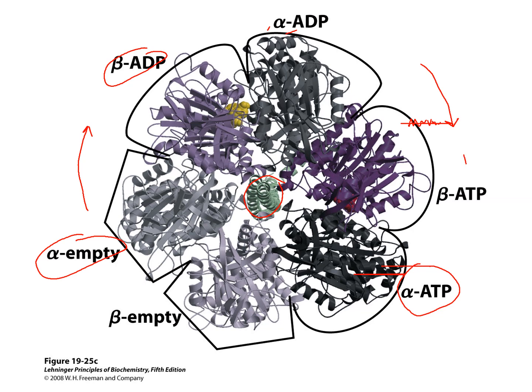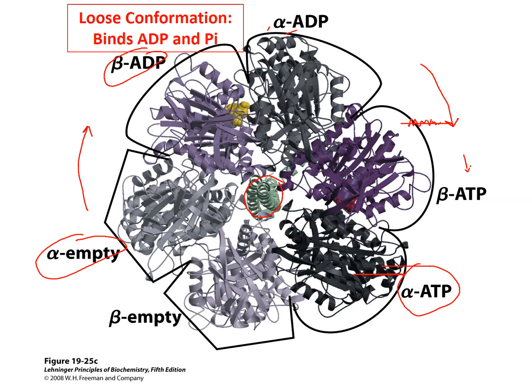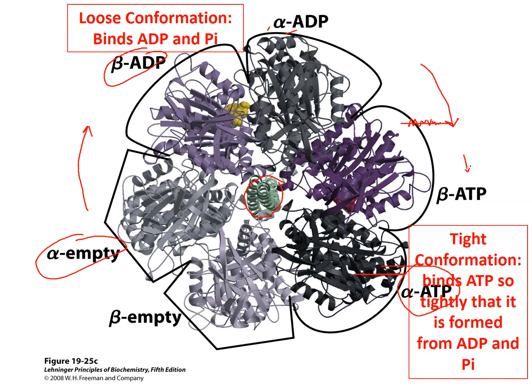As it continues to turn, the conformation changes, and we go from empty to ADP to ATP. So the loose conformation binds ADP and the inorganic phosphate. The tight conformation binds ATP so tightly that it's formed from ADP and Pi. In other words, it brings ADP and Pi together and catalyzes the reaction of those two to form ATP.